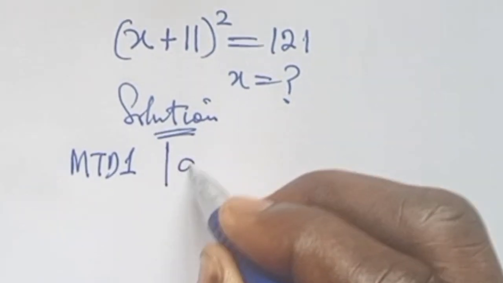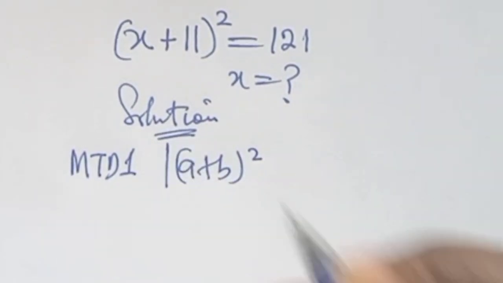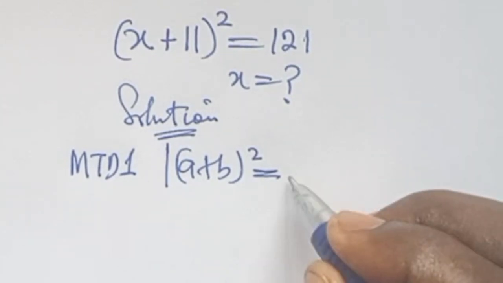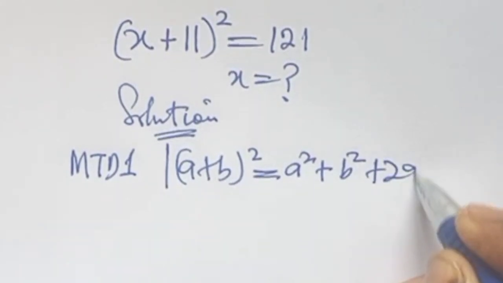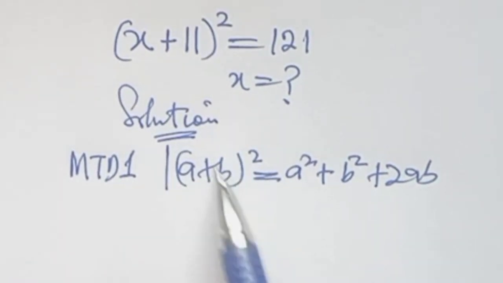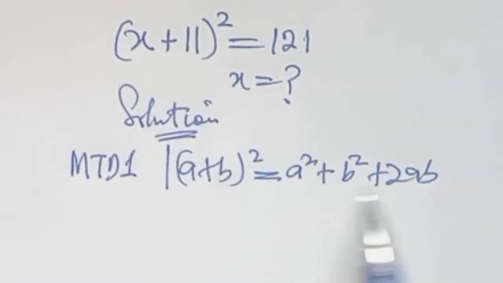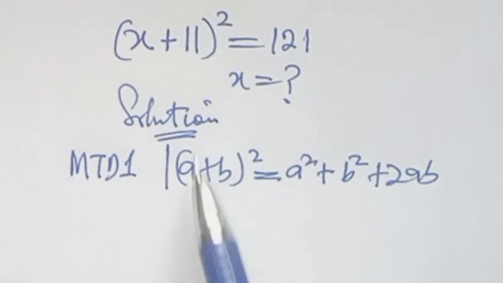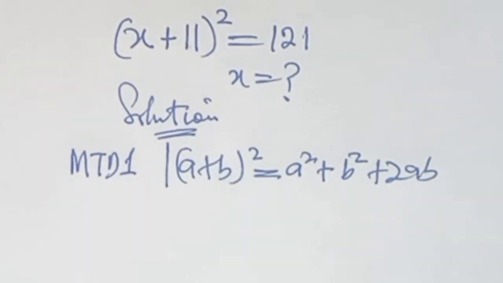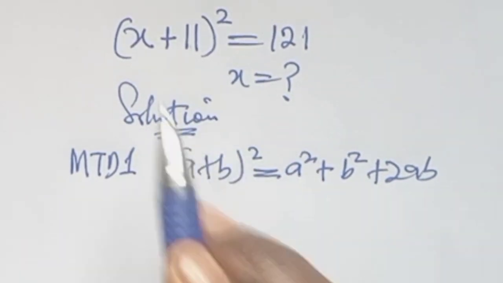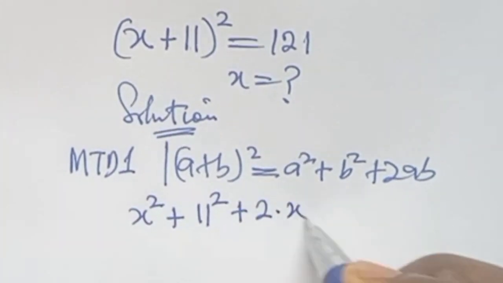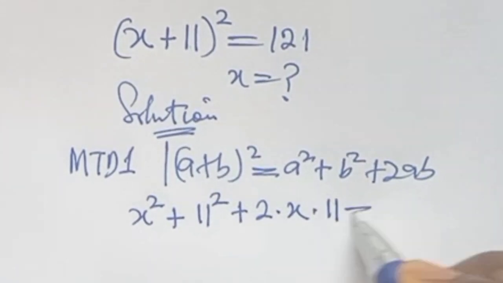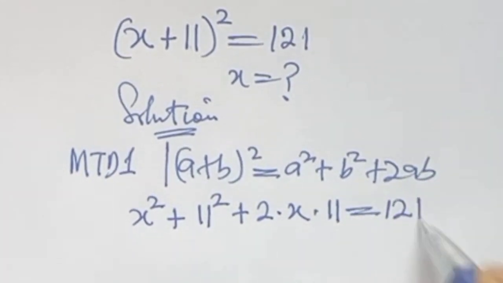1. Recall that (a + b)^2 is represented as a^2 + b^2 + 2ab. This is in the form of this, so we're going to represent this in this form, where x is a and 11 is b. And then we have a^2, which is x^2, plus 11^2, plus 2 times x times 11, everything equals 121.